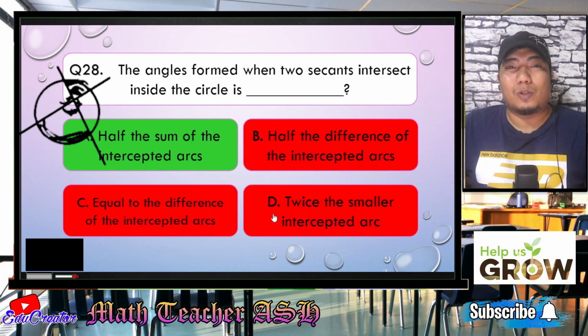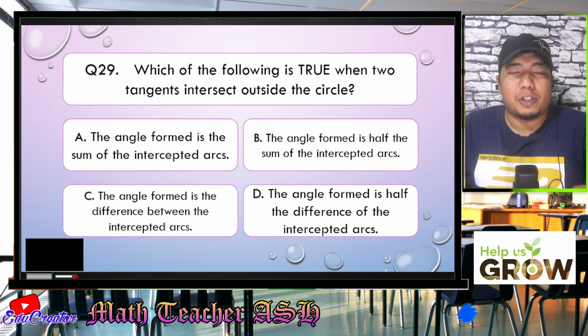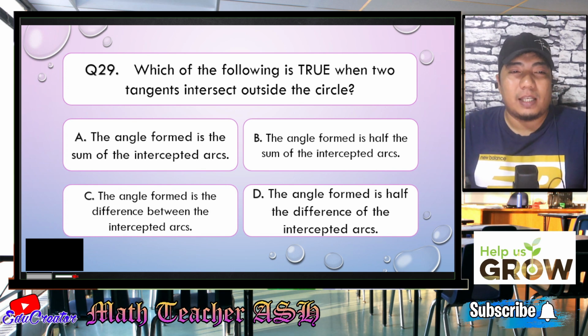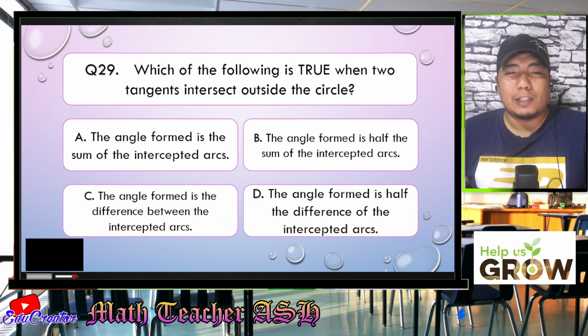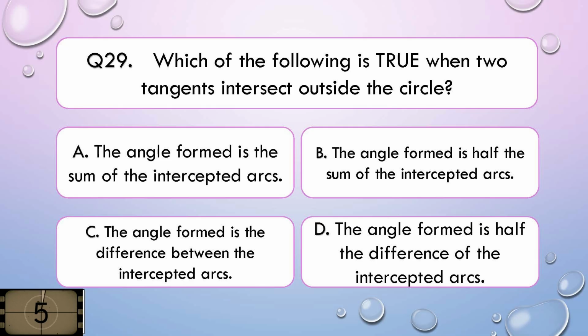Now let us go to question number 29. Which of the following is true when two tangents intersect outside the circle? A, the angle formed is the sum of the intercepted arcs. B, the angle formed is half of the sum of the intercepted arcs. C, the angle formed is the difference between the intercepted arcs. Or D, the angle formed is half the difference of the intercepted arcs? I'll give you 5 seconds to think about your answer.